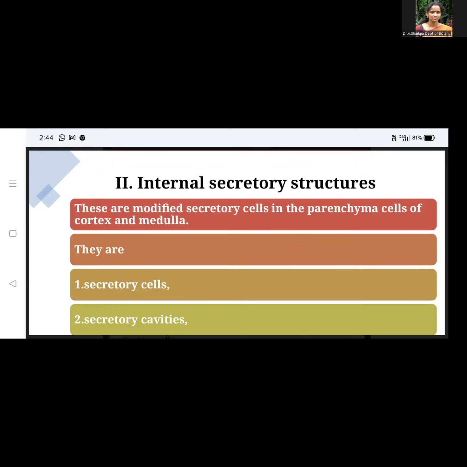After secondary growth is completed, plants possess lenticels. Okay, right, madam, please proceed. Okay, sir, thank you.